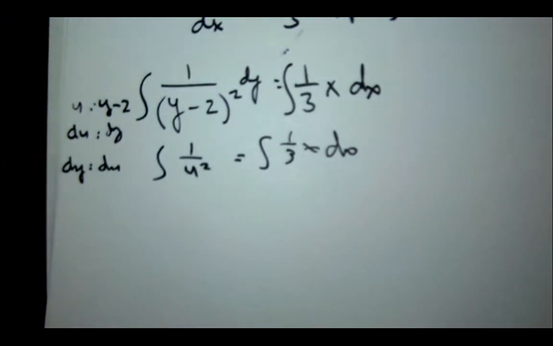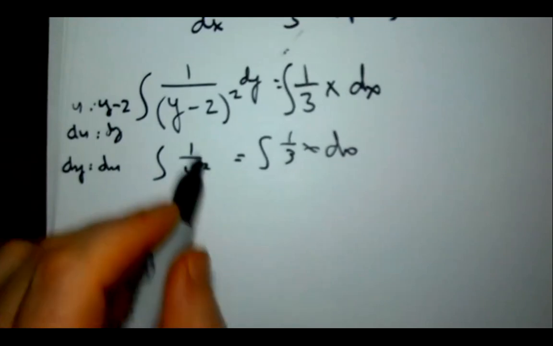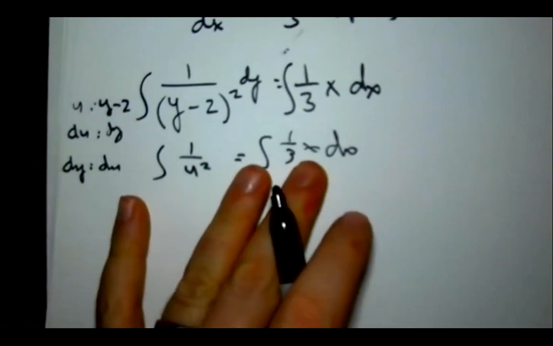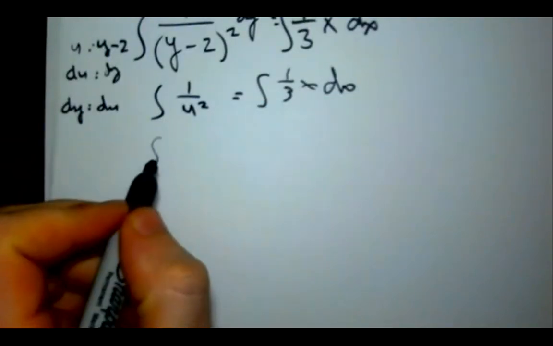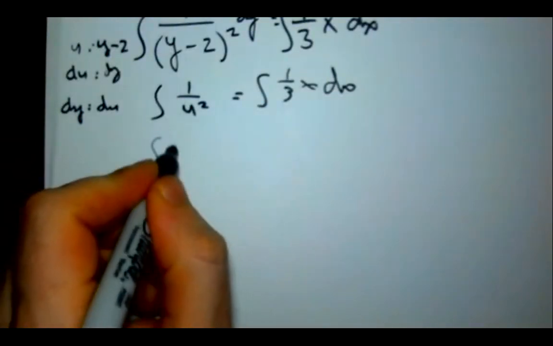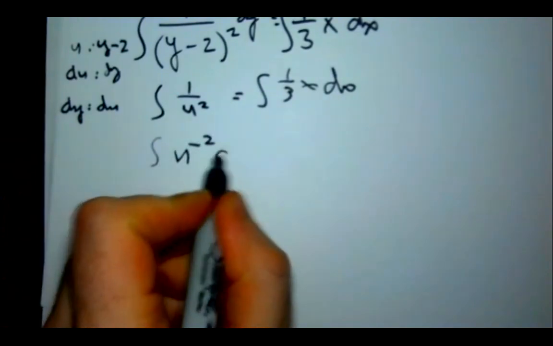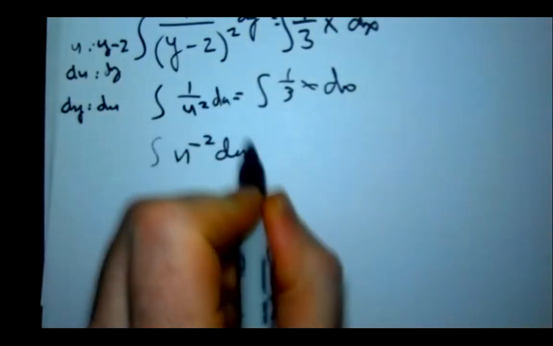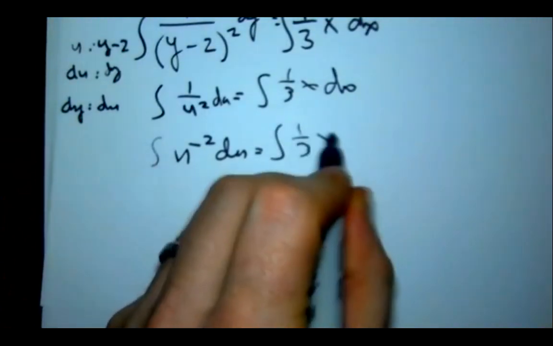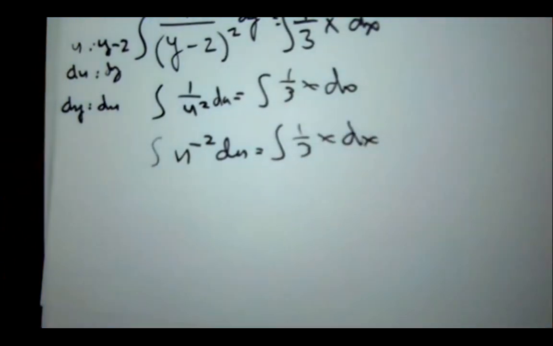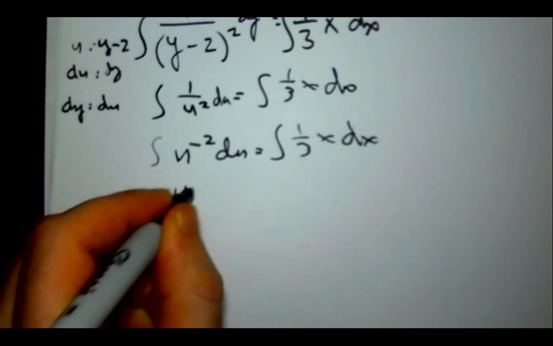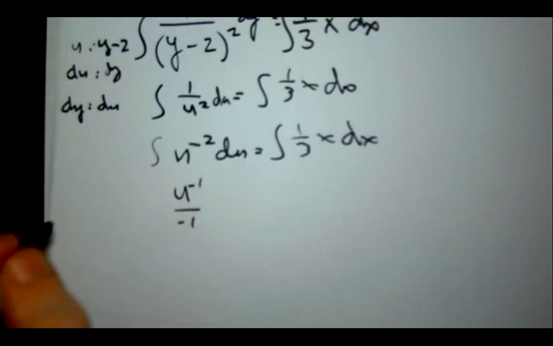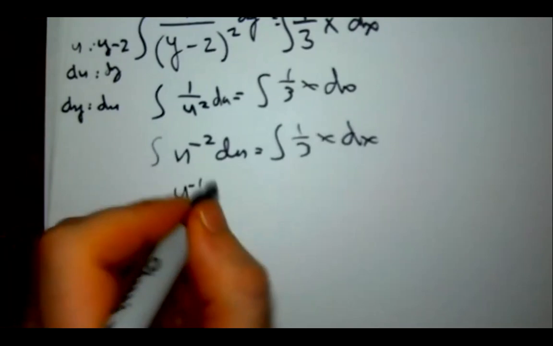Okay. All right. Now to integrate on the left side, are we able to do that yet, or do we need to flip that up? Yeah, we have to flip it upstairs. Okay. So that's u to the negative 2 du is equal to 1/3 x dx. All right, finally, you're ready to integrate all that. So what do we get if we integrate on the left? Yeah, u to the negative 1 over negative 1.